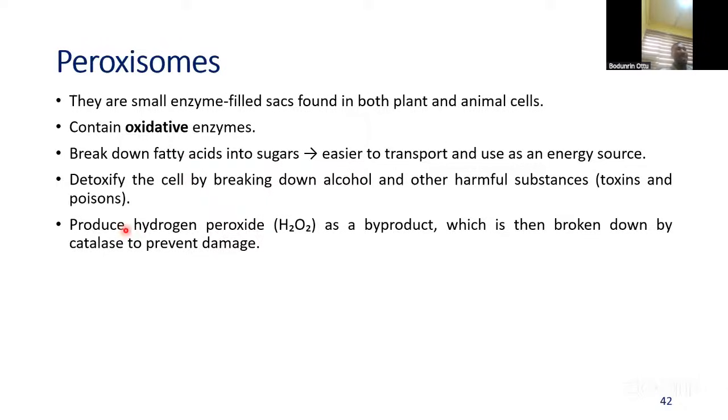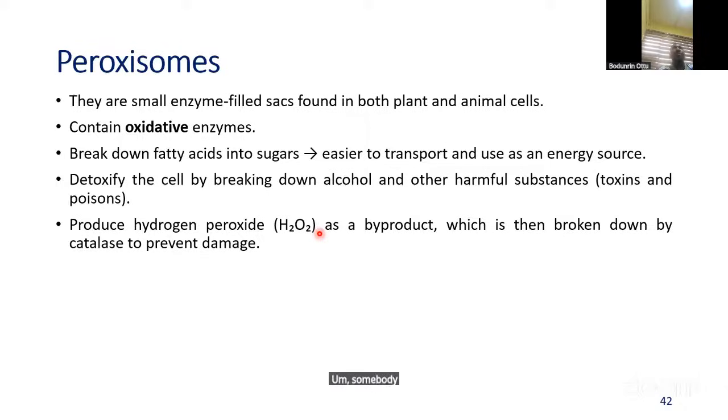But they then produce hydrogen peroxide, and perhaps that's how the name came about, right? Because of the byproduct that occurs as a result of that reaction. This peroxide that they produce, H2O2, hydrogen peroxide, can also be broken down by catalase to prevent damage.